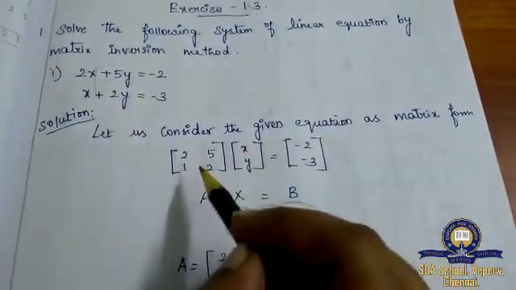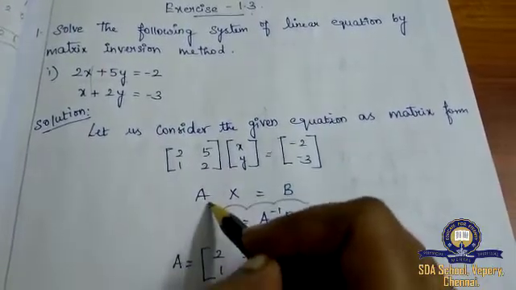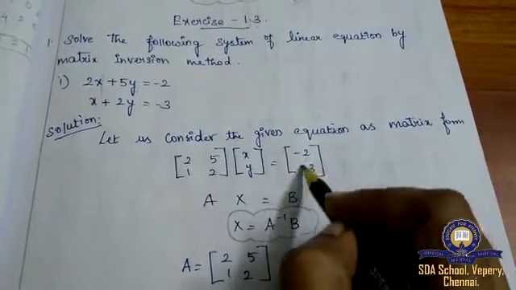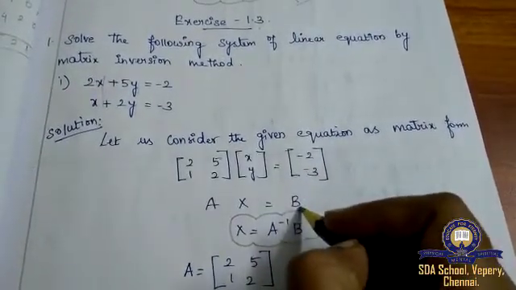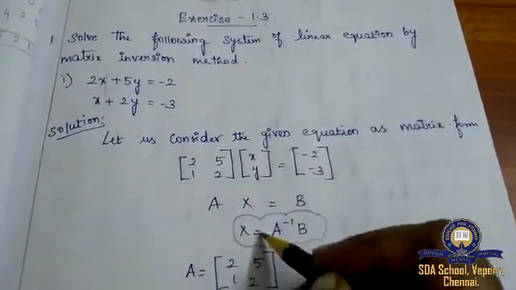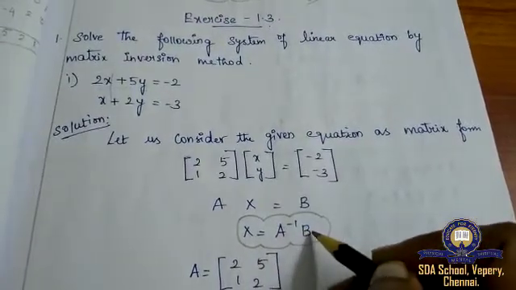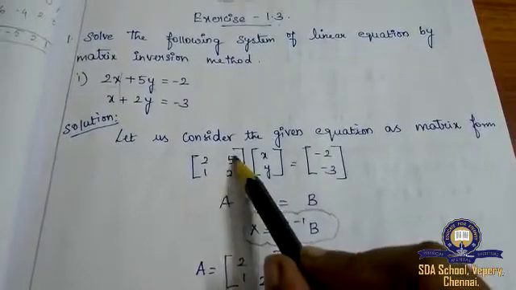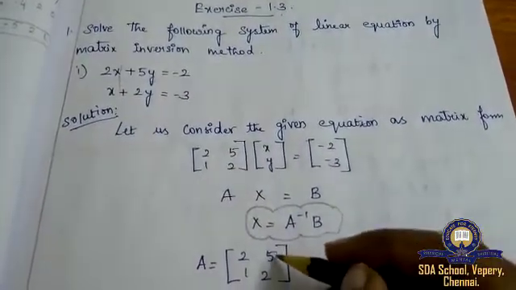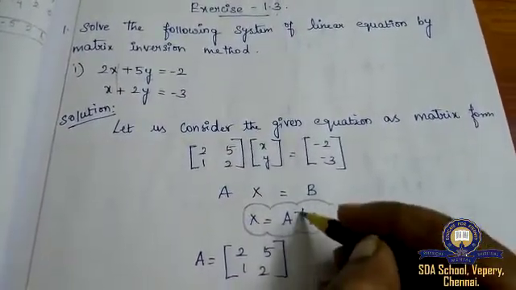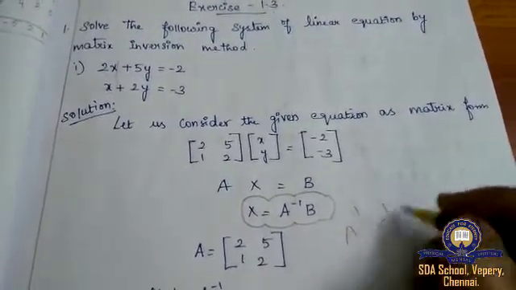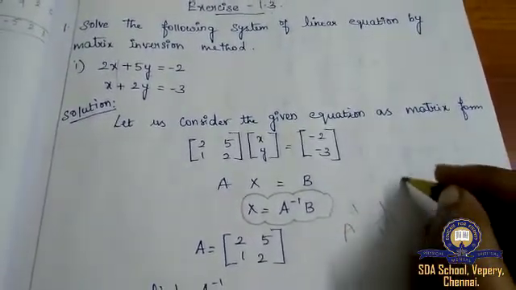Now I'm going to consider this as my A value, this whole thing as my x, and this will be your b value. So what is the formula I said before? x equal to A inverse of b is your formula. A is equal to 2, 5, 1, 2. So I'm going to consider the A value, and what do I need to find its inverse? 1 divided by determinant A into adjoint A.